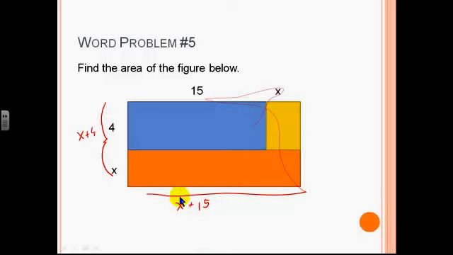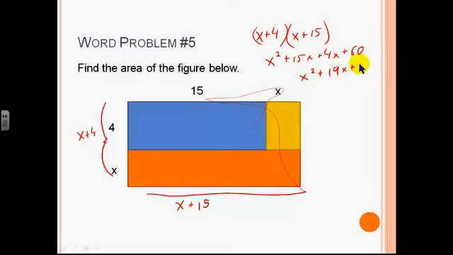Now if I want to find the entire area, let's do it up here: x plus 4 times x plus 15. Let's distribute this out. So x times x is x squared. x times 15 is plus 15x. 4 times x is plus 4x. And 4 times 15, well, 2 times 15 is 30, 30 times 2 is 60. So I have that 60 there. Now I just combine these and I get x squared plus 19x plus 60.